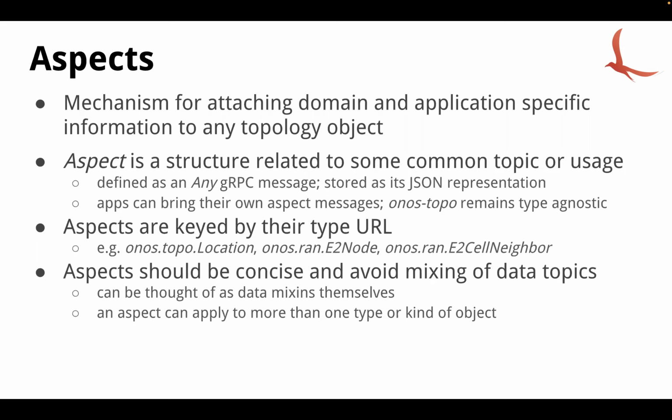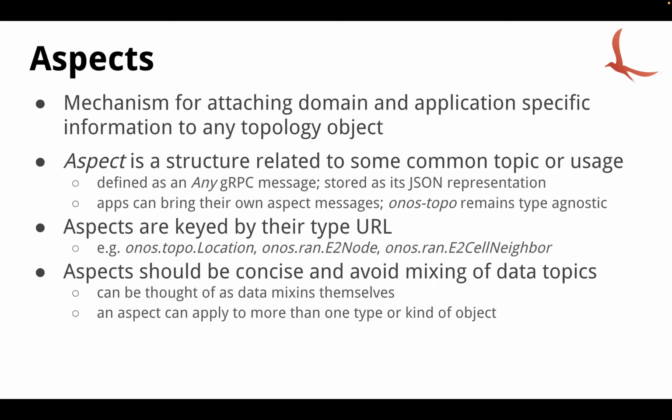The aspects are keyed by, again, it could be any string, but the convention, and the API enforces that convention, is a type URL. So for example, we have a location defined, which is a longitude, latitude, and some extra stuff. And so you can just create one, fill it in, and then attach it to the object and update the object or create it.